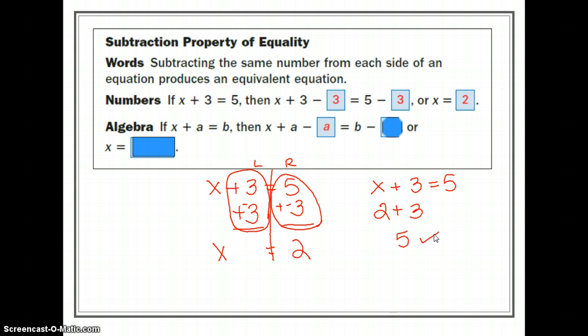And here's the algebra just telling you that you can subtract a number from both sides to produce an equivalent equation. Remember, instead of subtracting, I'm going to say add the opposite. Add the opposite.